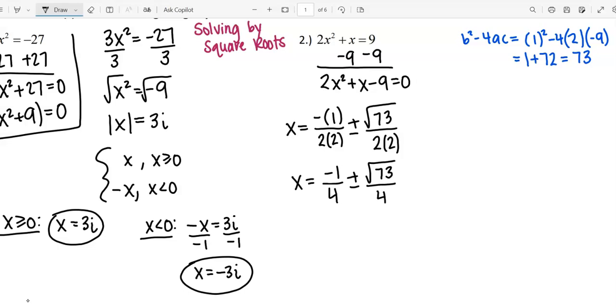What kind of number is negative 1/4? Rational. What kind of number is the square root of 73 over 4? Irrational. We cannot combine those, so this is where it stays.